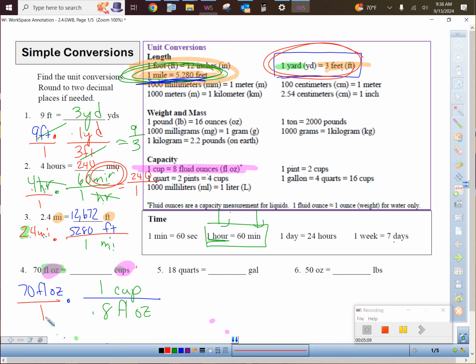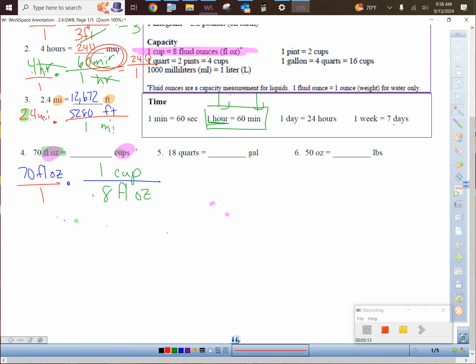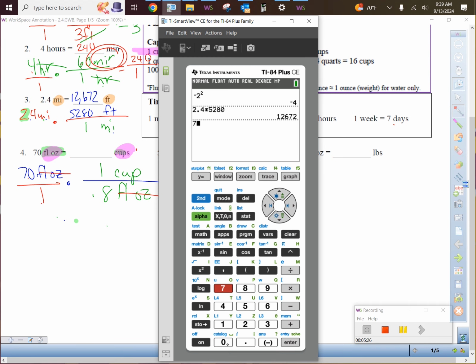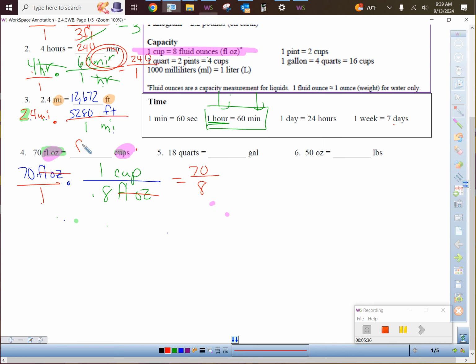So this first number is always over 1, to keep it a fraction. I'll shoot that up so we can see it a little better. I multiply the top times the top and get 70, and then the bottom times the bottom and get 8. And then my fluid ounces canceled out. I just need to punch in 70 divided by 8. They wanted it rounded to 2 decimal places, so we're going to leave that at 2 decimal places. 8.75 cups in that one.